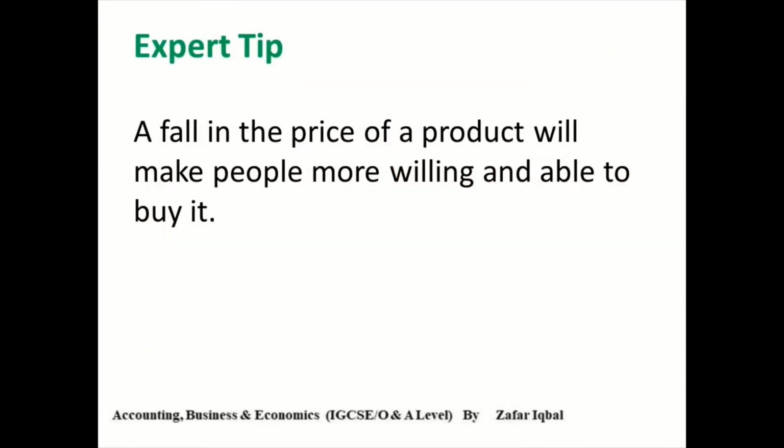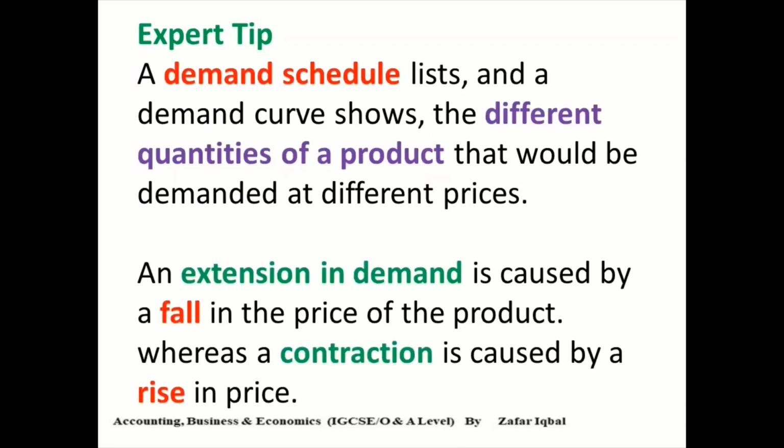A fall in the price of a product will make people more willing and able to buy it. A demand schedule lists, and a demand curve shows, the different quantities of a product that would be demanded at different prices. An extension in demand is caused by a fall in the price of the product, whereas a contraction is caused by a rise in the price of the product.